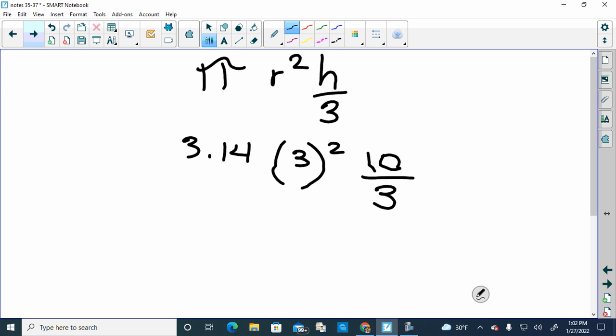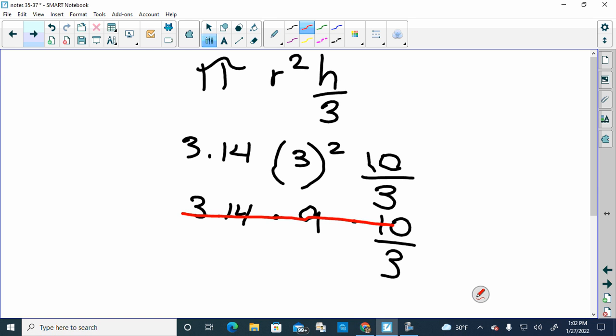We just need to do our order of operations. So 3 squared is going to be 9. We're just going straight across, so 3.14 times 9 times 10, whatever that answer gives you, then hit divide by 3. And they said to leave it on the tenths, right? The answer to the nearest tenth.